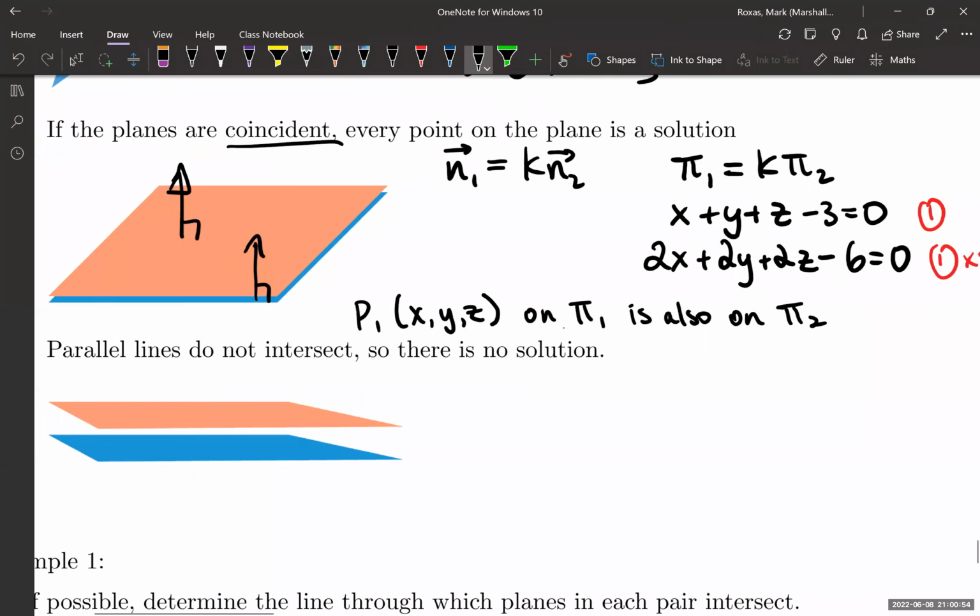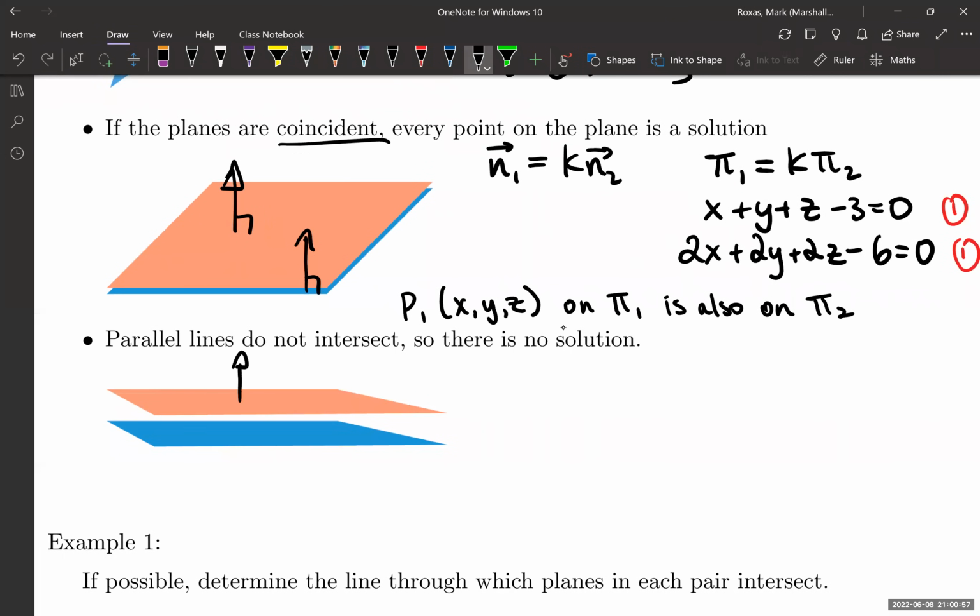Okay. And then the third scenario is we have two planes, and they both have normal vectors pointing up. These two planes are parallel, but in this case, there's no solution, right? If they're coincident, then every point is a solution. Every point that's on those planes is a solution. But if they are just parallel but still distinct, then there is no solution.